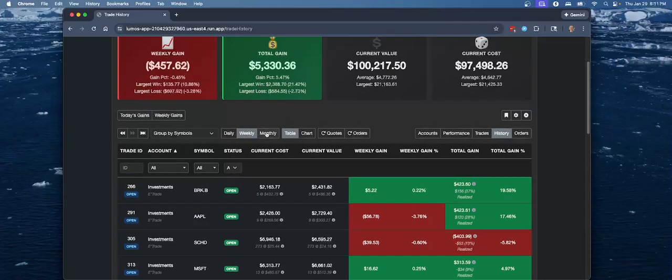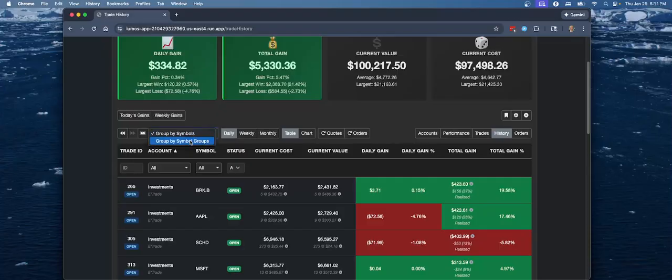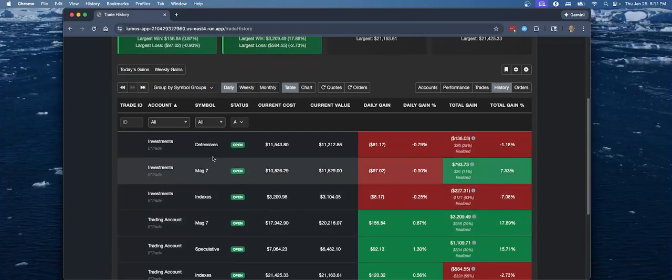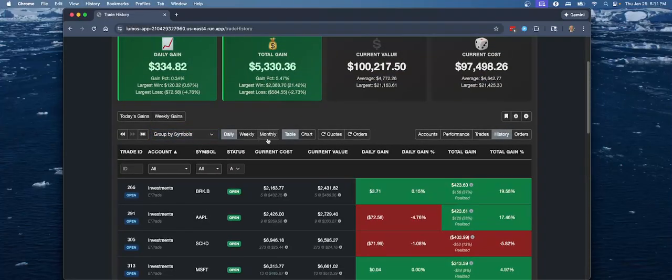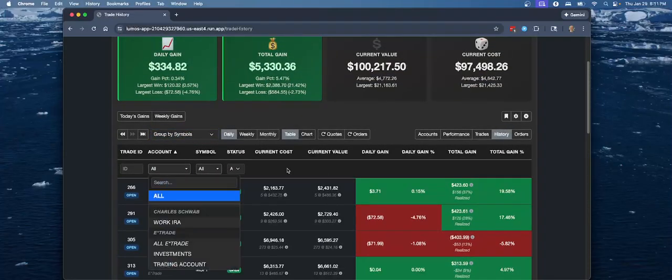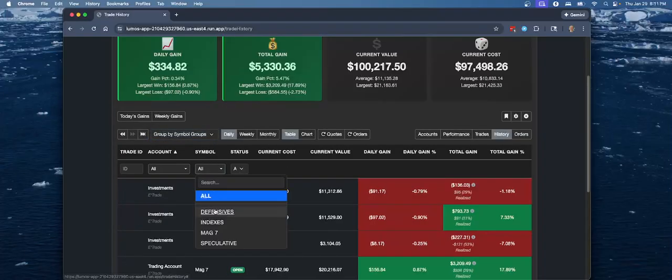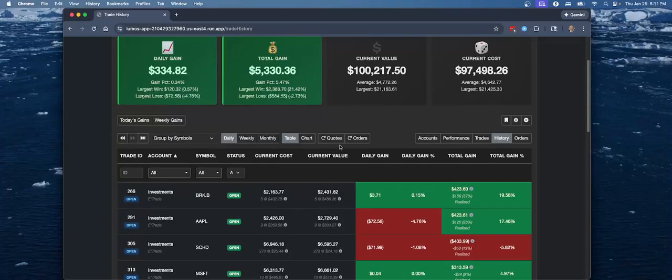You can have this rolled up on the weekly basis, the monthly basis, just like before. And you can also group it by symbol groups, right? So I can see my defensives, my indexes, and so forth. So these are all rolled up here, which is kind of cool. Filter by account, filter by a particular symbol. If you filter by symbol groups, for example, you can filter just your defensives if you wanted, that sort of thing. Let's free that up.